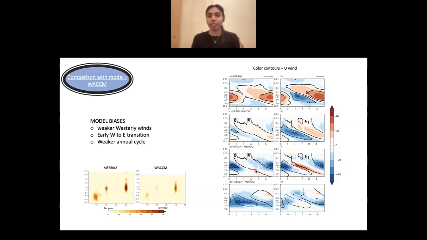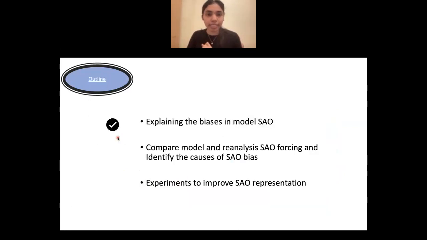And also, if we focus on HadGEM2, this last panel is HadGEM minus MERRA2, and you can see throughout the year it has negative values, which suggests it has an easterly bias. So basically, we have established different model biases that we see, which are weaker westerly winds, an early westerly to easterly phase transition, and a weaker annual cycle. Okay. So I have explained the model biases now.